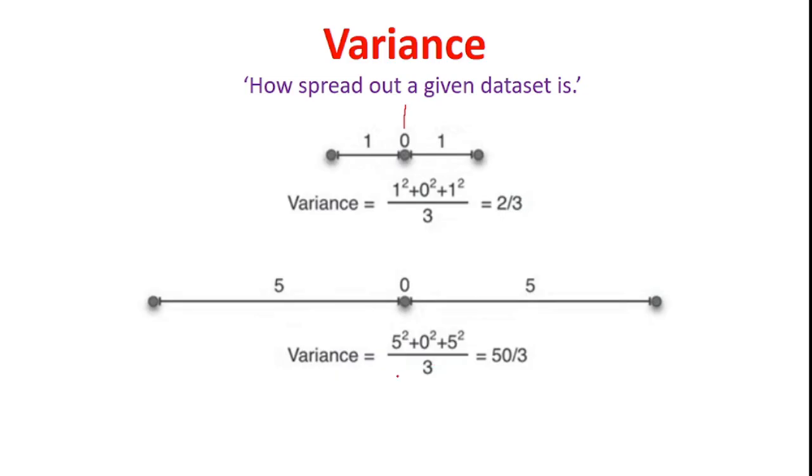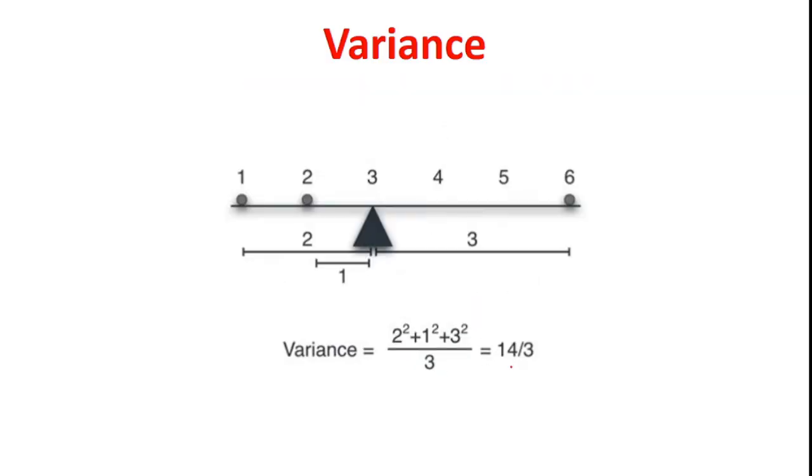In the same way, for this example, from the left-hand side you again have 3 data points. The distance from the mean is 5 square. How much is it varied from the mean? It is 5 square plus 0 square plus 5 square, divided by 3. So you will get 50 by 3. For this particular data, again you have the mean as 3 and you have 3 data points, and the distances from the mean are 2, 1 and 3.